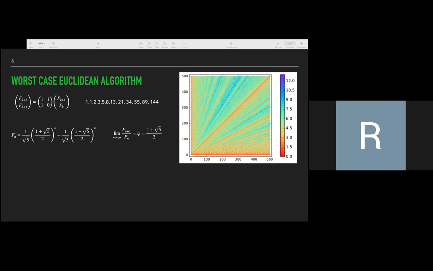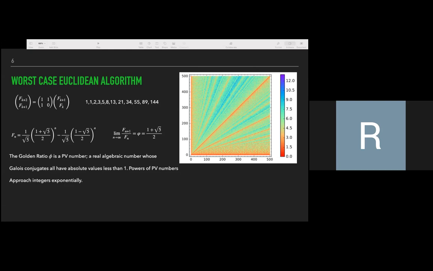And one more important thing before I show the proof that this is in fact the worst case for the Euclidean algorithm. The golden ratio is part of a special class of numbers, which is a PV number, Pisot-Vijayaraghavan number. These are real algebraic numbers whose Galois conjugates all have absolute values less than 1. If you don't know what a Galois conjugate is, you can just think of the minimal polynomial for your algebraic number and all the other roots of that polynomial. And it's important to know that powers of PV numbers approach integers exponentially.